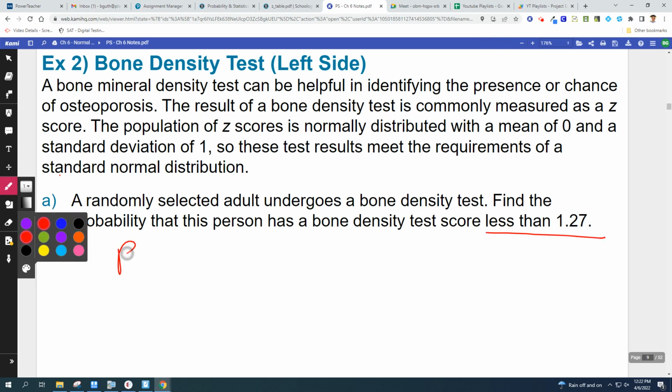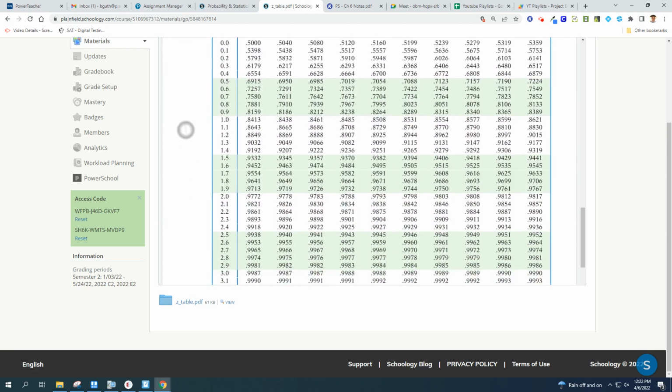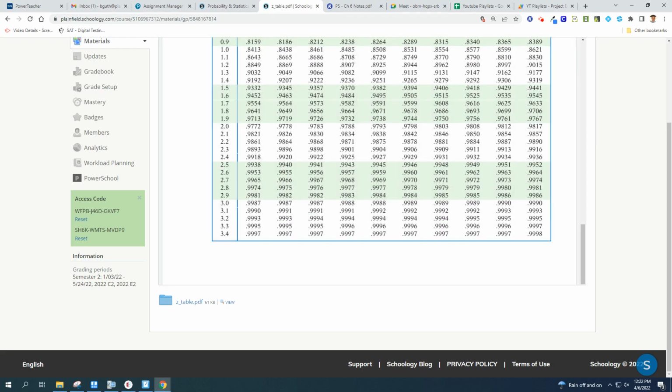So really all they're saying is this, okay? Less than 1.27, this is what you use the table for. So if you go to the table, you find a Z-score of 1.27. Here's 1.2, then 0, 1, 2, 3, 4, 5, 6, 7. It must be this one: 0.898.